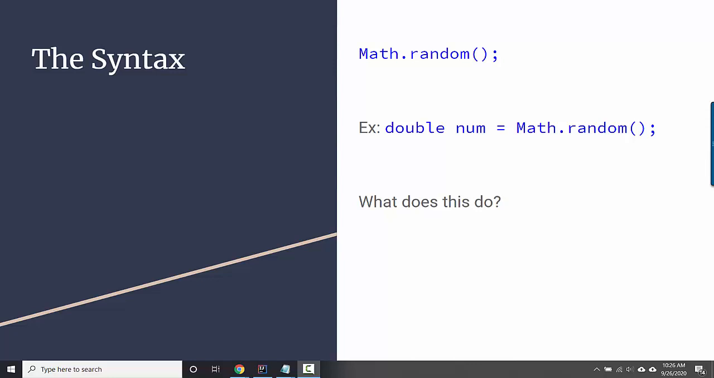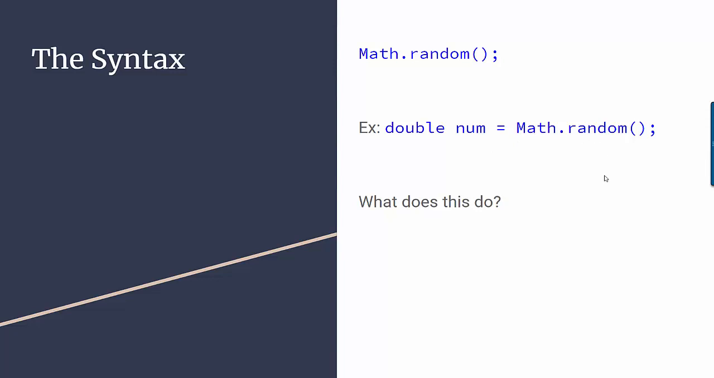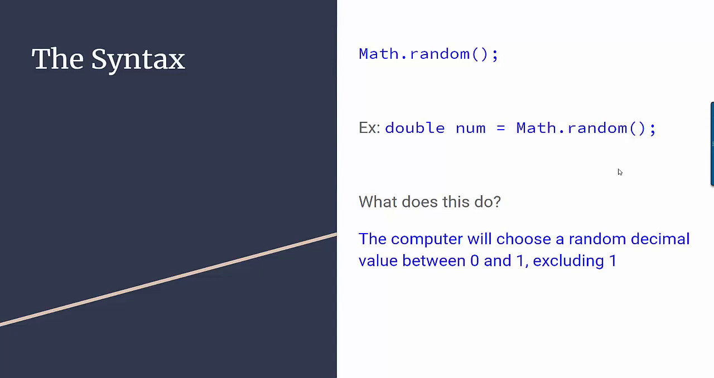The example line right there, double num equals math.random, is the most basic way to create a random number. What it does is the computer will choose a decimal number between 0 and 1, but not including 1.